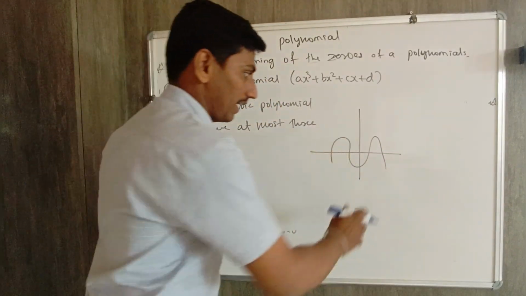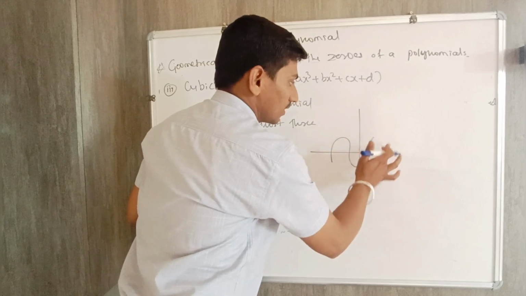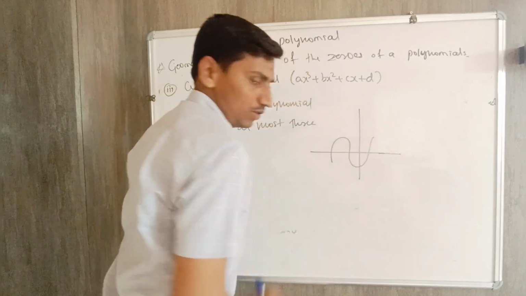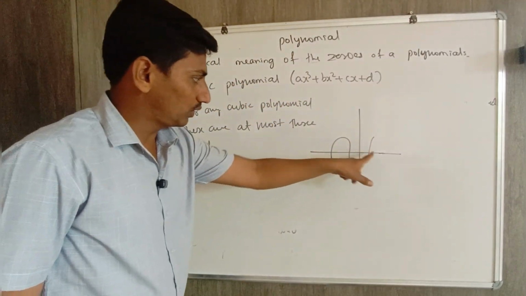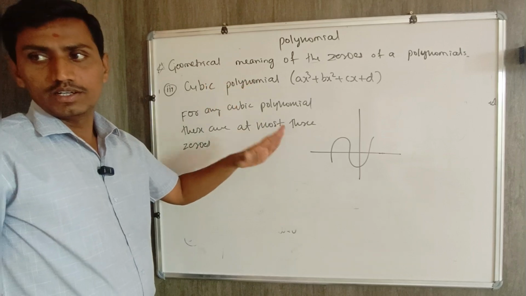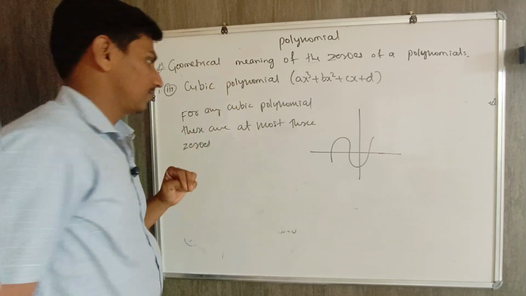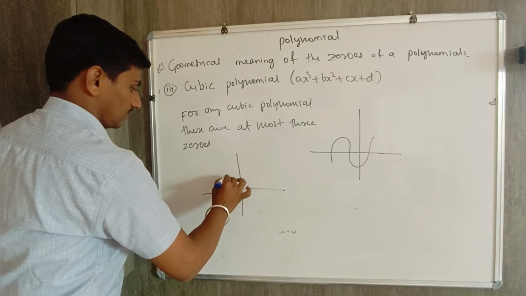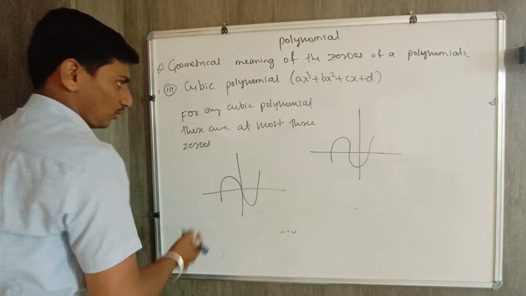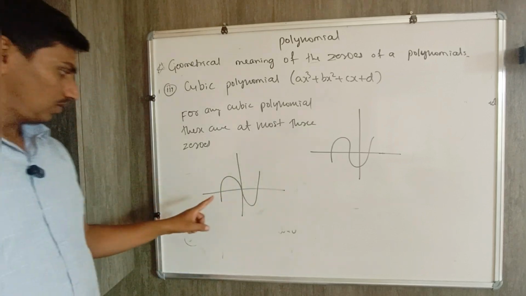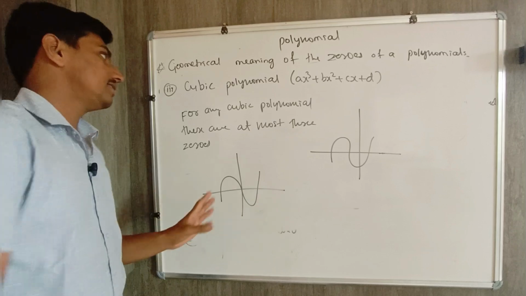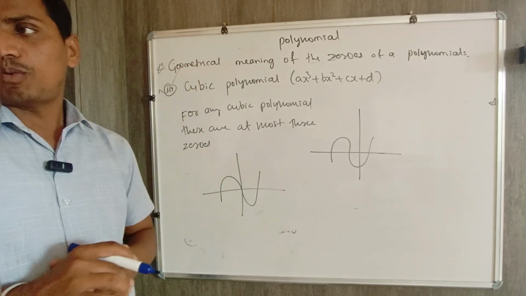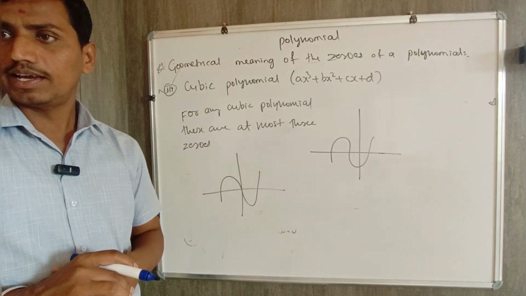4 zeros here. This is not a cubic polynomial. And this one, how many zeros? 1, 2, 3 zeros on the x-axis. So 3 zeros. Next. Again, how many zeros? 1, 2, 3. So this is a cubic polynomial. Okay, any doubts?